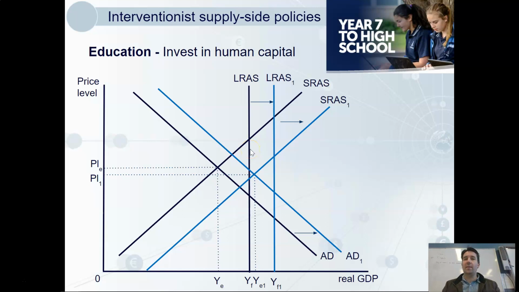It's important to note that although it's called the short run aggregate supply curve, here it's really the short run of the new long run. So the cost benefits to employers will not come until the long run when the better educated people enter the workforce.